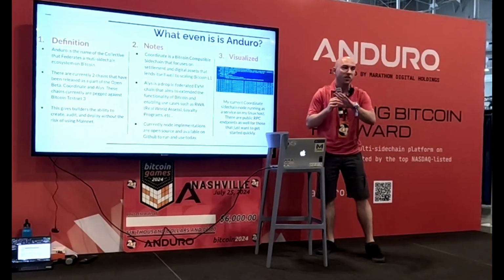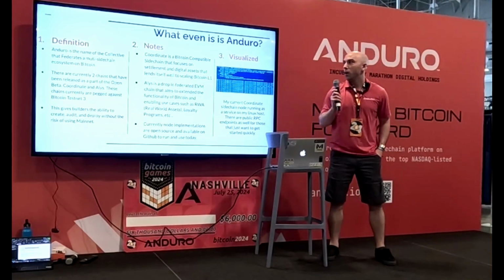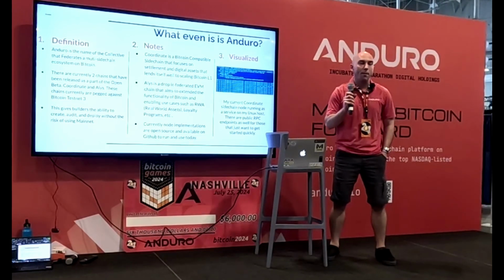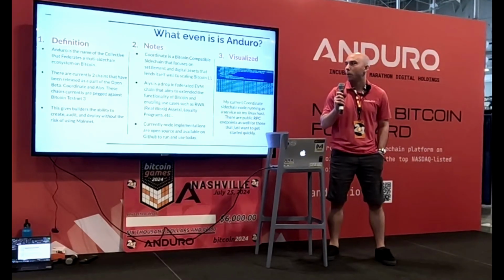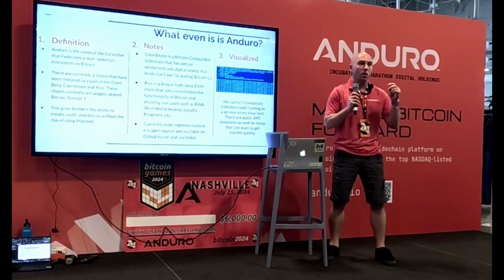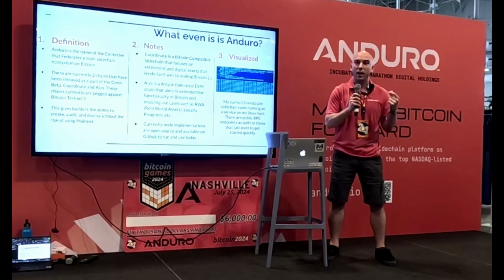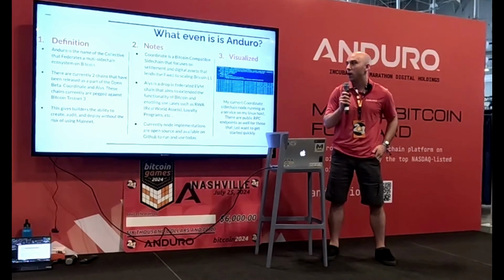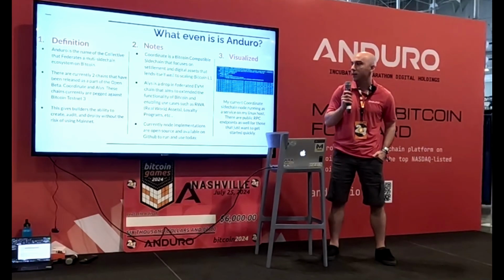Okay, so apparently it didn't scale right here, but nonetheless, what even is Enduro? The definition of Enduro, really, is the name of the collective that federates a multi-sidechain ecosystem on Bitcoin. There are currently two chains that are supported by Enduro right now: the Alice and Coordinate chains. Again, like I went over, EVM is the Alice chain. The Bitcoin-like chain is Coordinate. Both of them are pegged one-to-one with Bitcoin as the native asset.